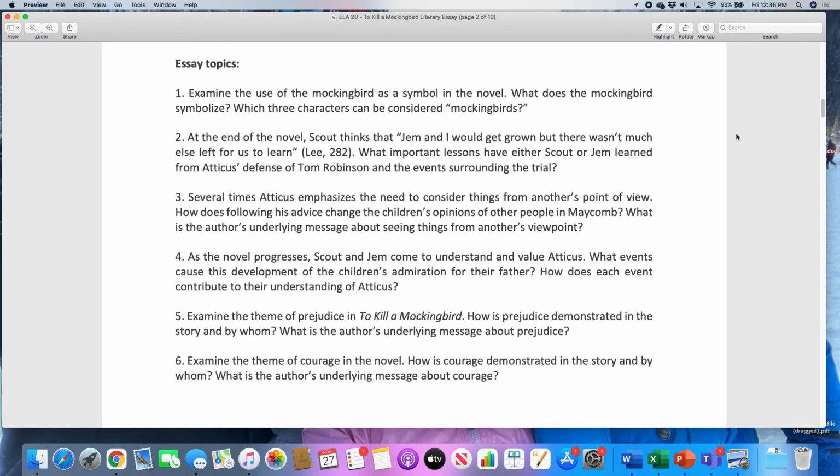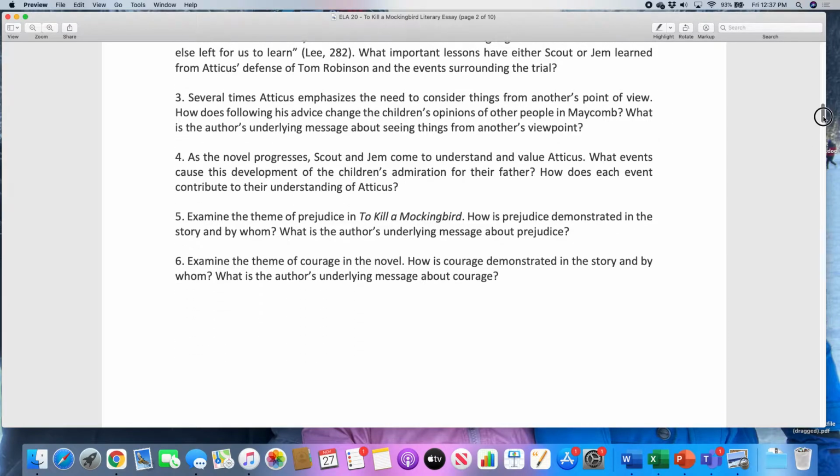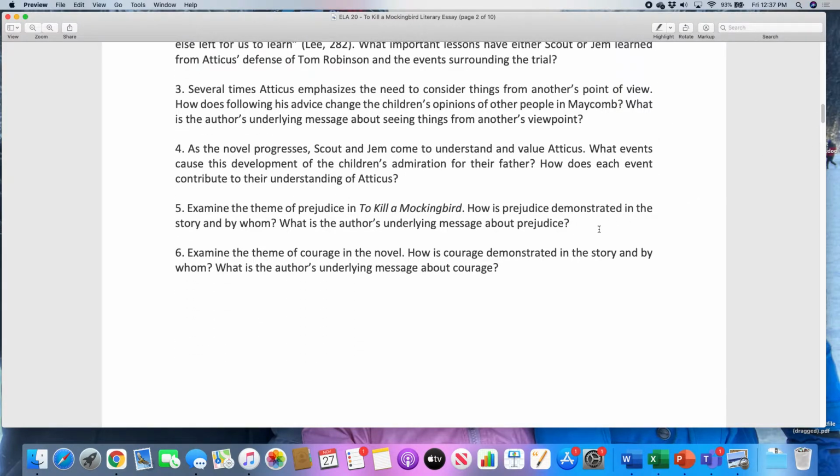And for number 5, I should say there are many different types of prejudice. I think for this 5th option, choosing one type of prejudice would be best. I think if you chose a few different types, your essay would not have enough depth to be really effective. So I would choose one type of prejudice for that option.